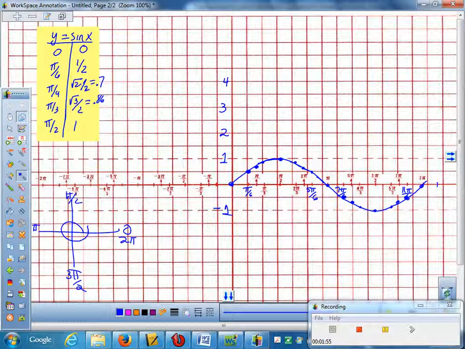Sign was positive on the second part. Pi over 2 to pi, it's above the axis. That's positive. Not coming down, but it's a positive y-coordinate. So if it's above the axis, it's positive. If it's below the axis, it's negative. So it was positive in the first 2 quadrants and negative in the second 2 quadrants.